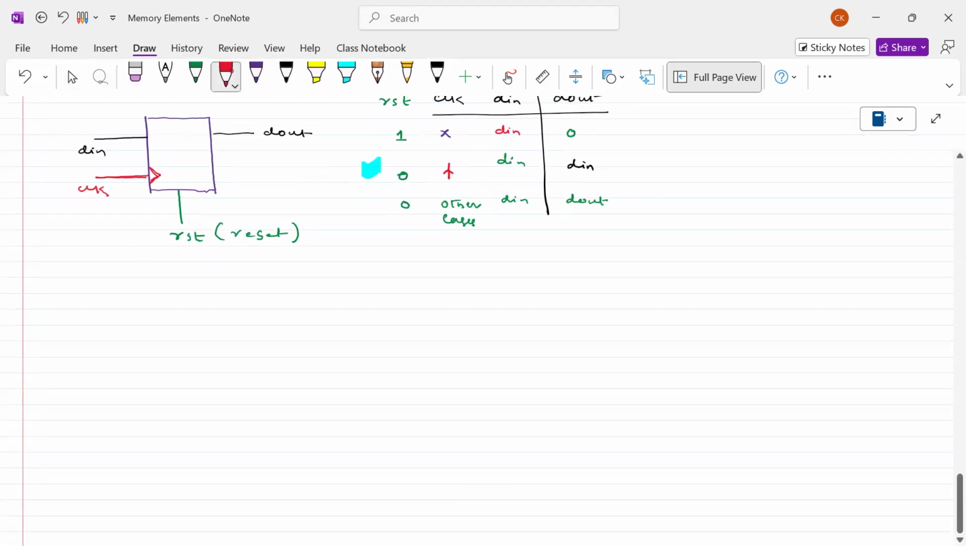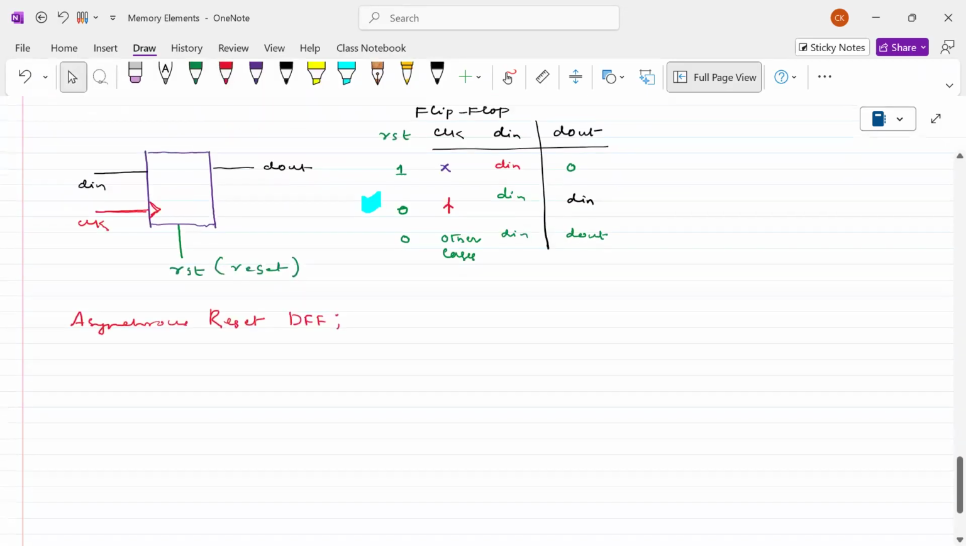So far whatever we have seen, this is called an asynchronous reset D flip-flop. Are you getting this point? What do you mean by asynchronous reset? Asynchronous reset means that it does not match with the clock. It does not communicate with the clock signal. Okay, that means it has its own identity. According to its own identity, the flip-flops will be cleared. Okay, right.